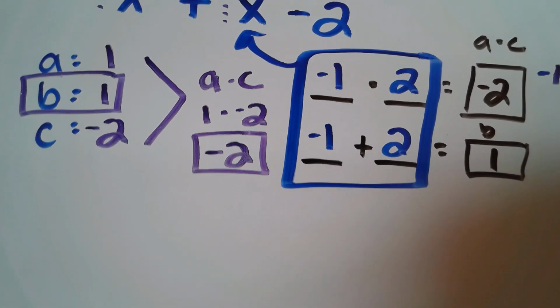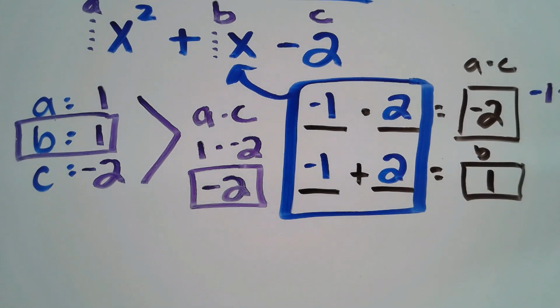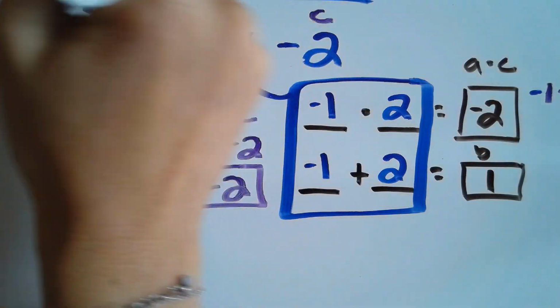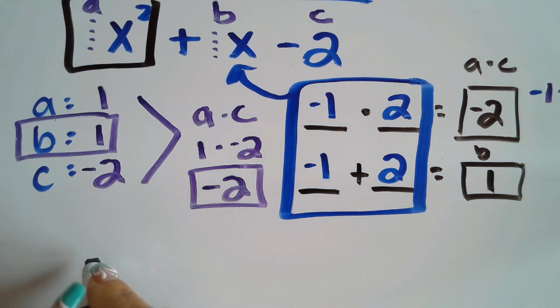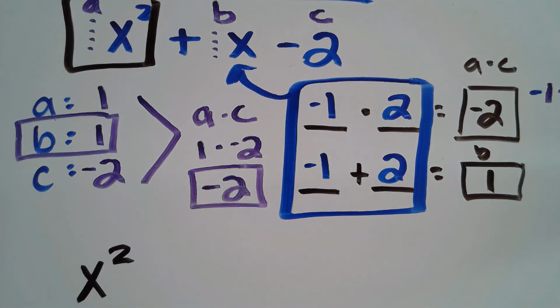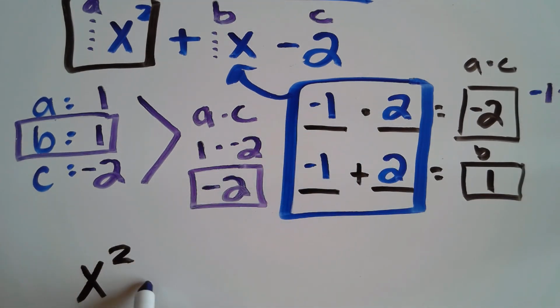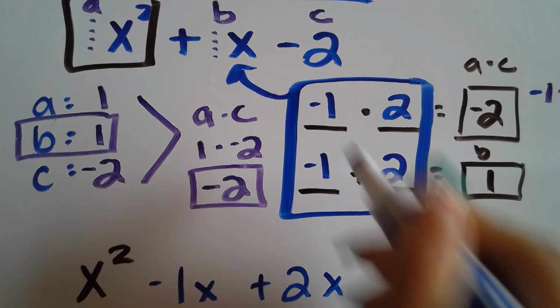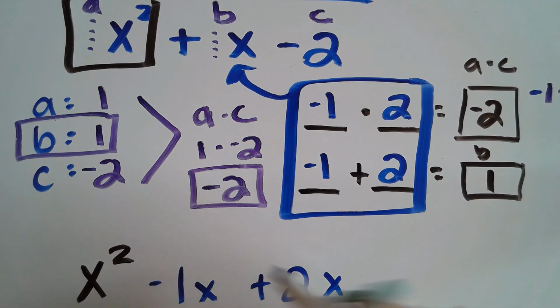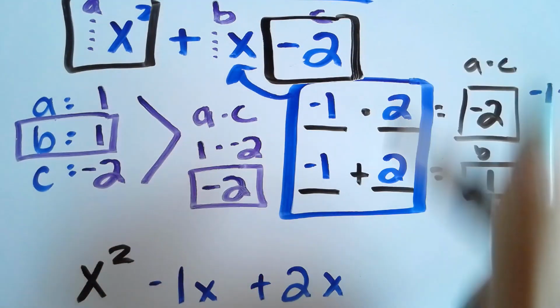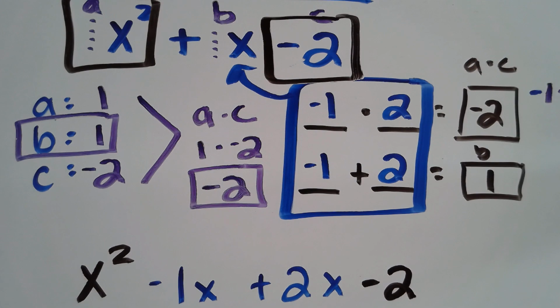So now let's get into our factor by grouping. These two numbers are replacing our B. So we're going to take our A, which is x squared, and we're going to take these two and replace our B. We're going to say minus 1x and plus 2x. So minus 1x plus 2x. And then we have to keep our C. So we're going to say minus 2. Okay?